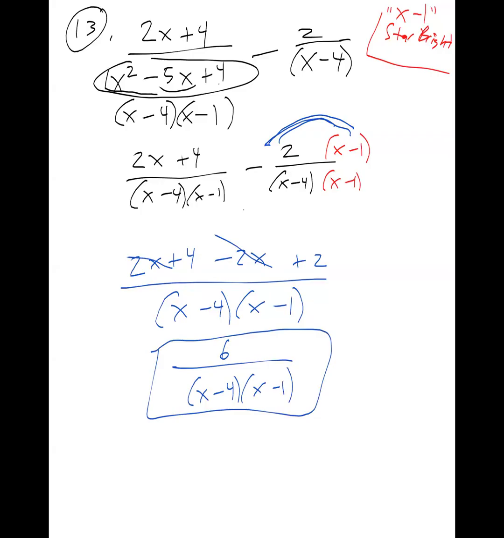Let's do 14. 14 the Great. There's two famous people in the world, Alexander the Great and 14 the Great.